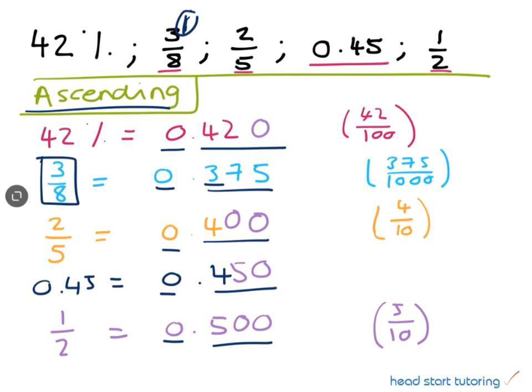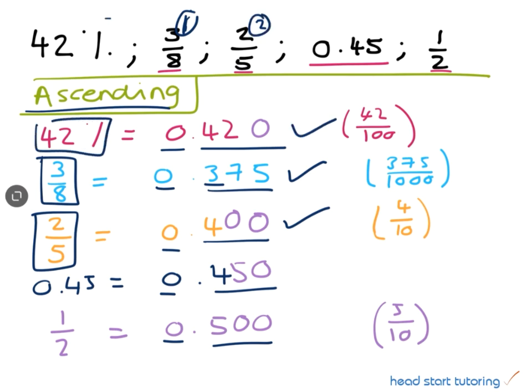So there's our number 1. So we've now dealt with our 0.375. The next number will be 400, which is our 2/5. So that will be the next number. Then we've got 420, which is 42%. So that's our third number. And then we've got 450, 0.45 over there. And then we've got our half. So 0.5 or our half is the biggest number.